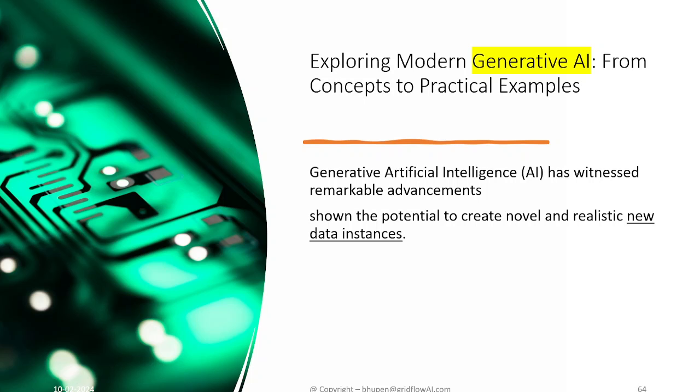Hi everyone, welcome to this new video series on exploring generative AI from concepts to practical examples. As you know, in recent years, generative AI has shown remarkable progress and utility. The definition of a generative AI is that it should be able to produce new data instances from the known training samples. So this video series on data generation, text generation, or image synthesis will consist of GANs, autoencoders, and variational autoencoders.